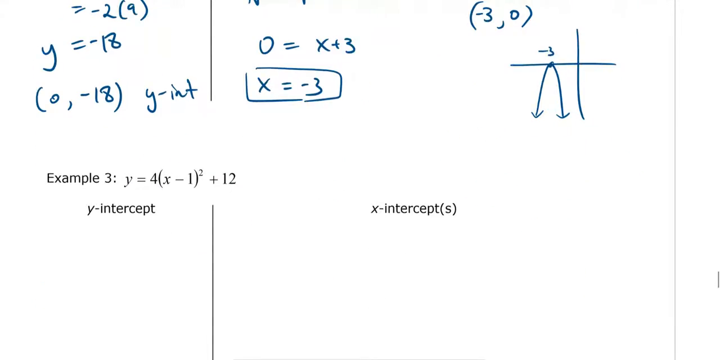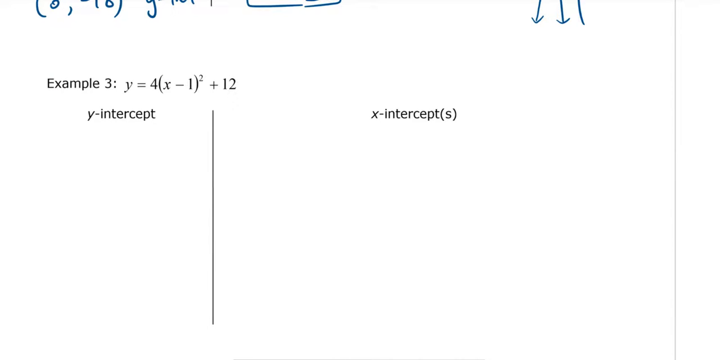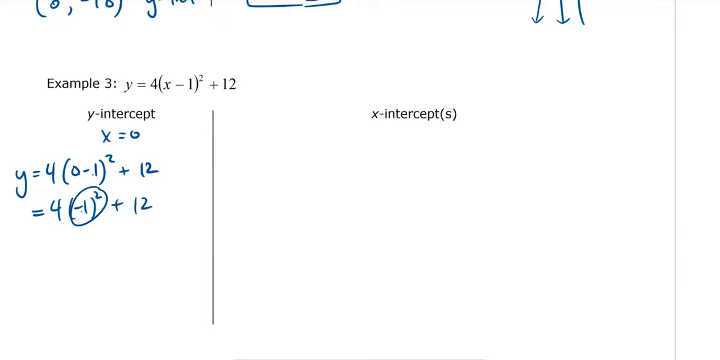Okay, one more example. y equals 4 times (x minus 1) squared plus 12. So y-intercept, make x equal 0. So y equals 4 times (0 minus 1) squared plus 12. Do your BEDMAS properly. 0 minus 1 is negative 1, so negative 1 squared plus 12. Negative 1 squared is just 1, so 1 times 4 is 4. So I just have 4 plus 12, which is 16. So the y-intercept is 0, comma 16.